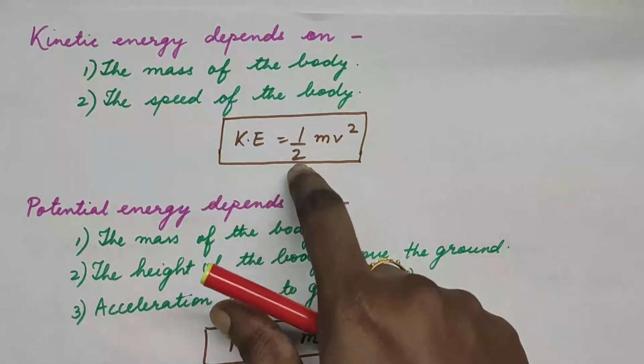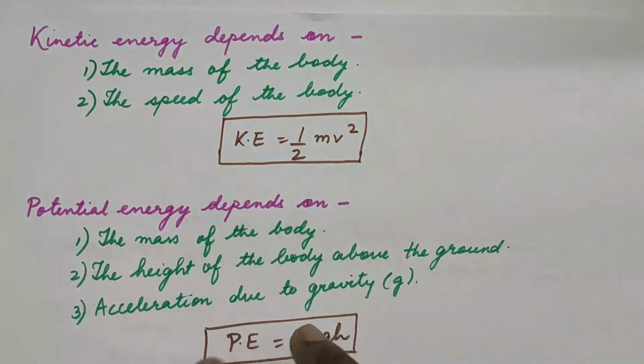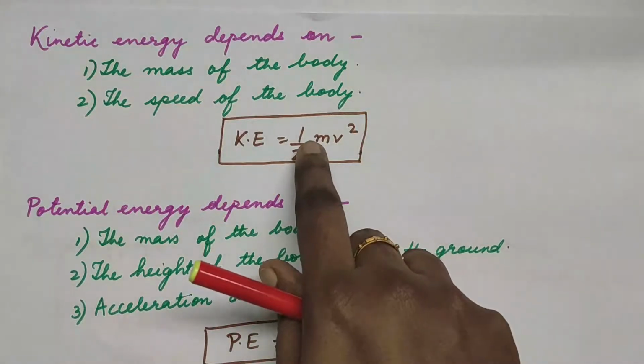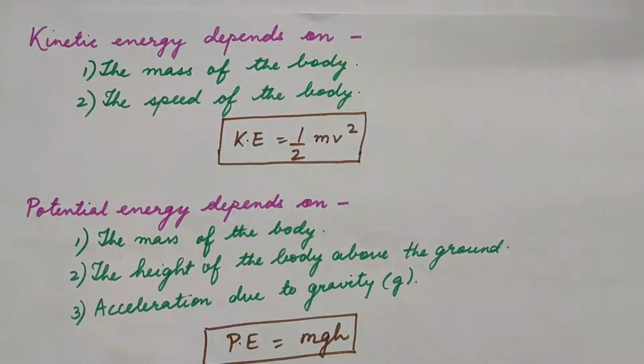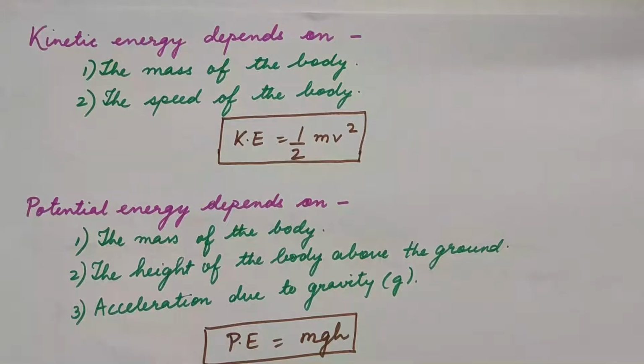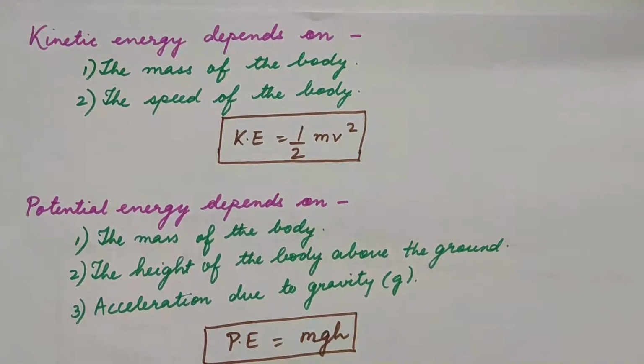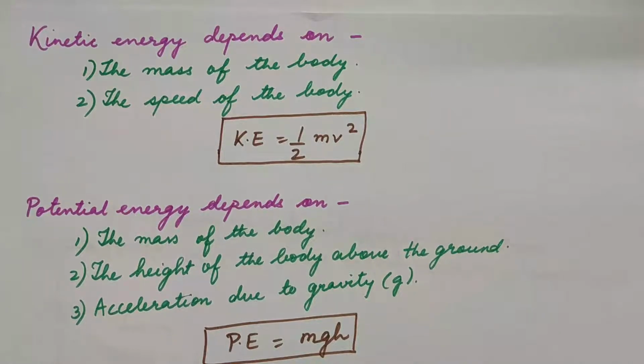So here, half mv square, this is the formula of kinetic energy, where m is the mass of the body and the speed is v, and you can see it is v square. So if the speed is increasing, that is, the faster an object is moving, the more kinetic energy it has in it. And the next type of energy, potential energy, as we were discussing, depends on three factors. First, the mass of the body, which is directly proportional: the greater the mass of the object, the more will be the potential energy in it.